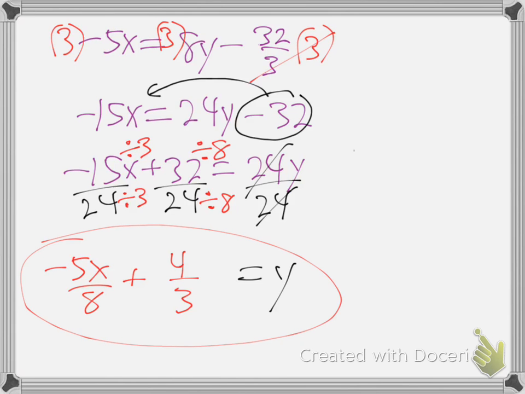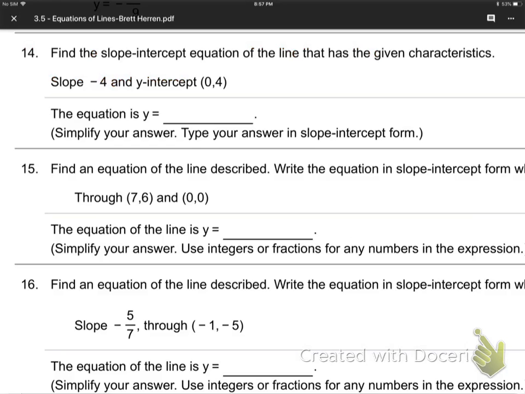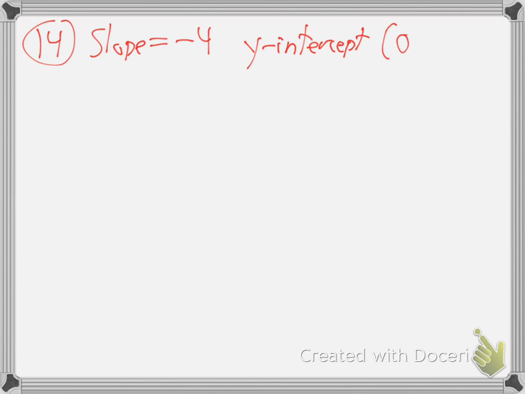That's a challenging one. Is that making some sense? How are we doing? Is that good? Questions I can answer. So number 14: slope equals minus 4, y-intercept 0, 4.